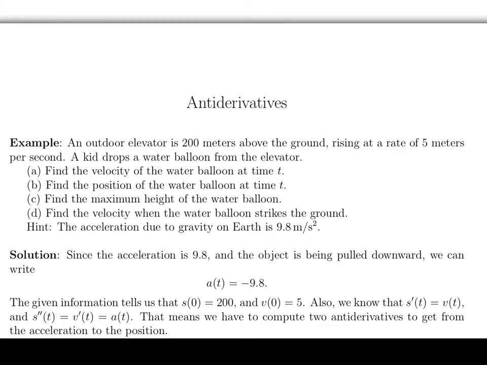We're given in the problem that the initial position is 200, so S of 0 is equal to 200. And the initial velocity is 5, so v of 0 is equal to 5. We also know that the derivative of the position is the velocity, and the double derivative of the position is the acceleration. So in order to go from the acceleration to the position, we're going to compute two antiderivatives.